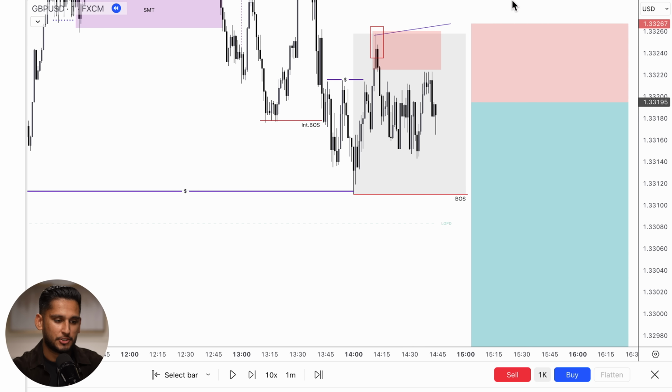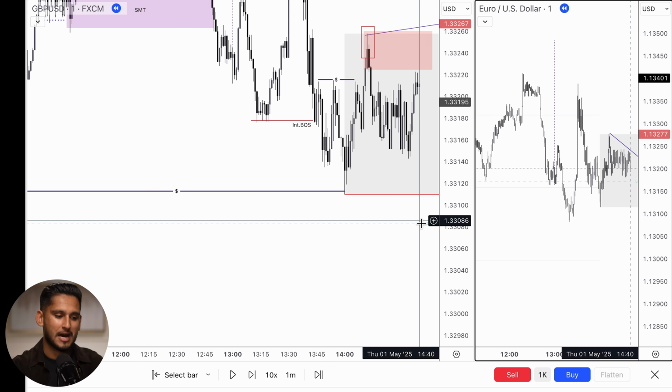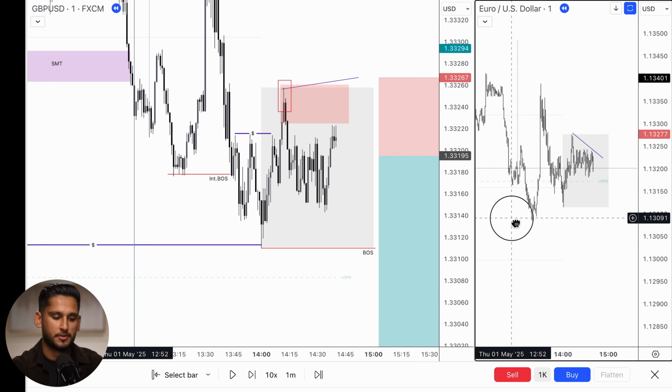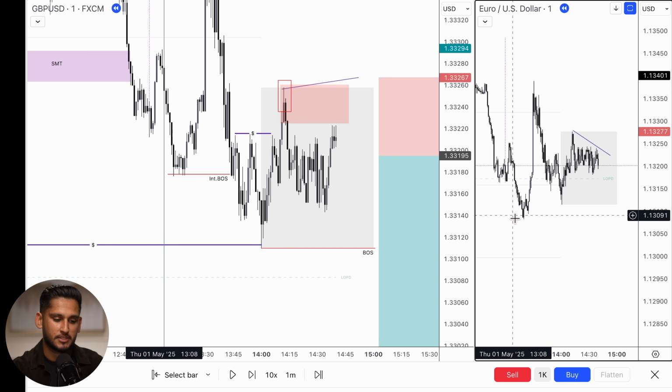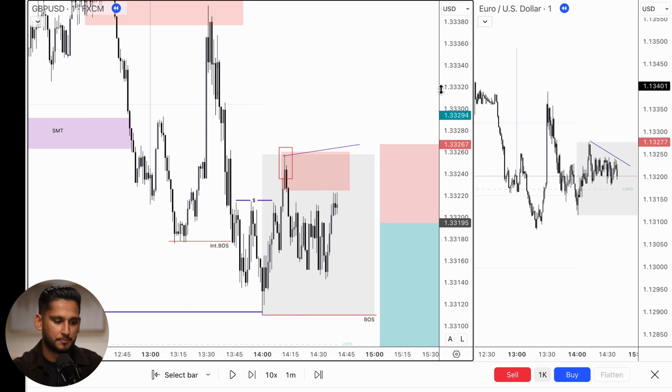So what I usually do in my trading session, I trade GU and EU. And when I have both side by side, my objective is to see how both are behaving and interacting with each other. Is there any correlations? Is there any divergences? Is there anything to read from one to the other? And for now, we can see price action is pretty much mirroring, doing the same things.